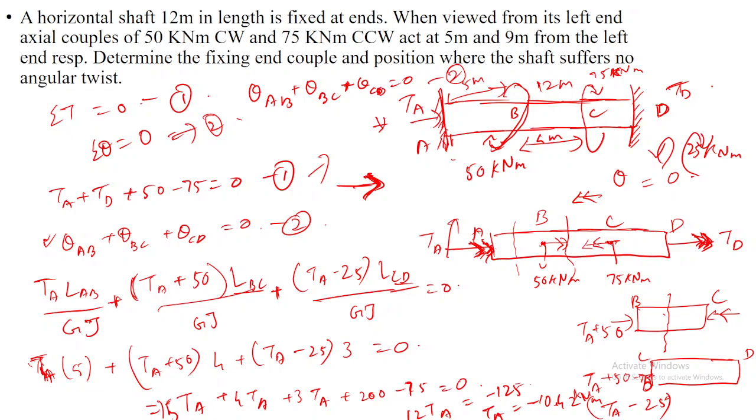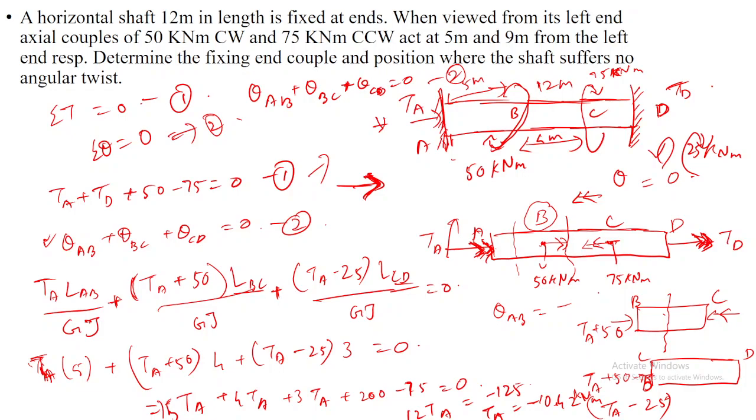So by using polar moment of inertia, we get... Yes, by using polar moment of inertia. But how will we find the position where the shaft suffers no angular twist? Okay, let me say. For example, first you have to find the angle of twist of B with respect to A, which means you have to find theta AB, and see whether it is a negative or positive sign.